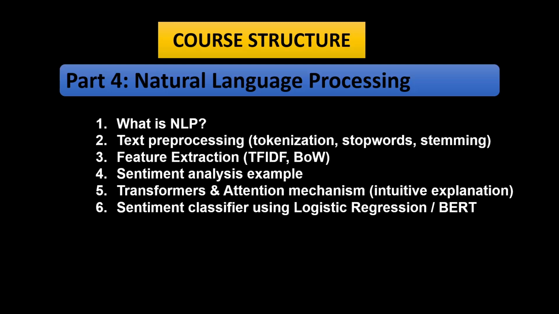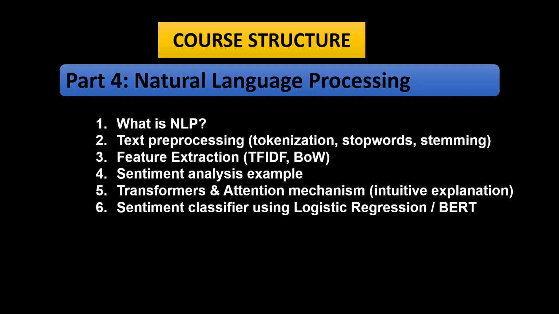Part 4, natural language processing. So in this part we will see what is NLP. Then we will see text pre-processing. So there we use different types of techniques like tokenization, text cleaning like stop words removal, stemming. And then we will see feature extraction. And for feature extraction we use different types of techniques like TF-IDF vectorizer, bag of words, or even embeddings.